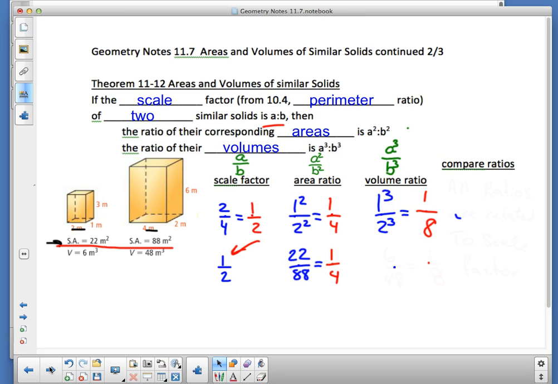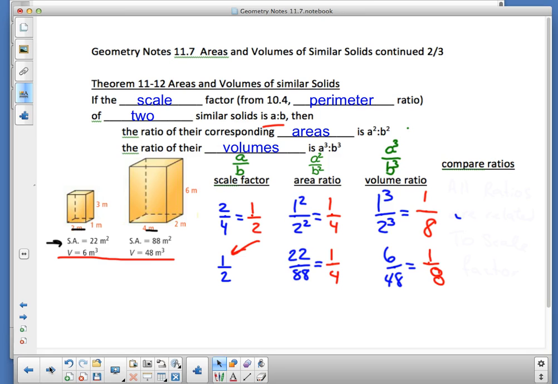Well, let's take the actual volumes. I bet you it doesn't work on volumes. Okay, so I got 6 to 48, because the actual volumes are right there. 6 to 48 reduces to 1 to 8. No. Crazy. So it does work.